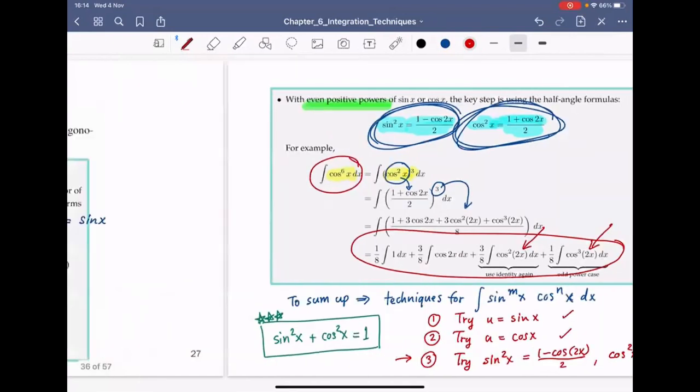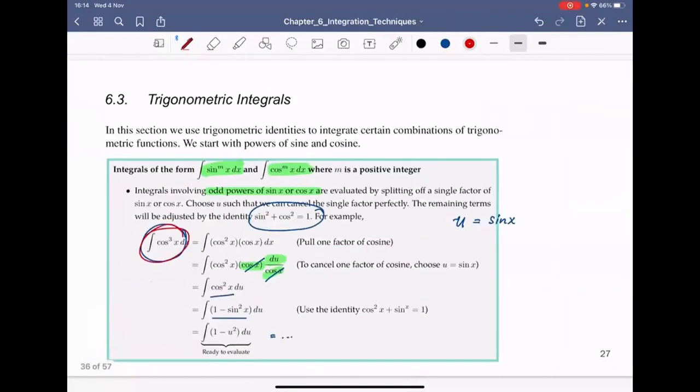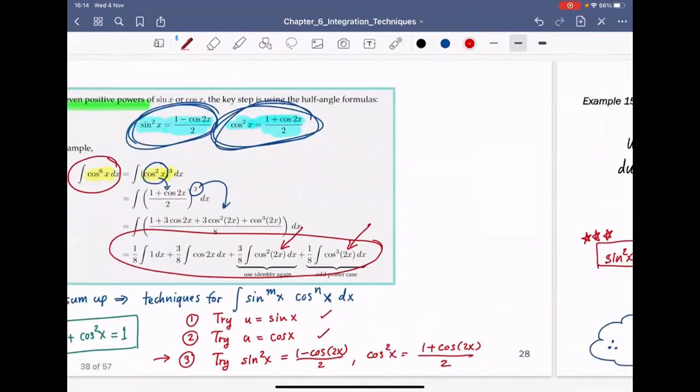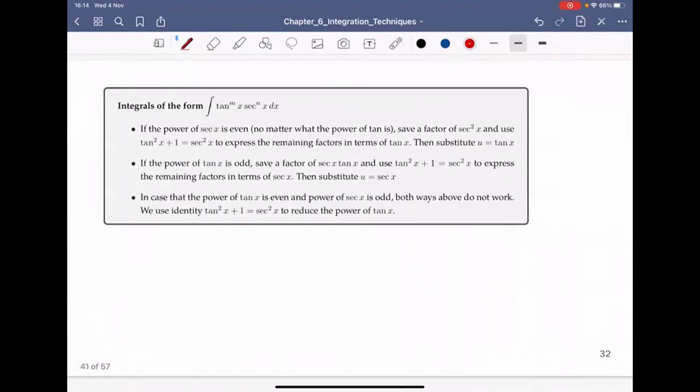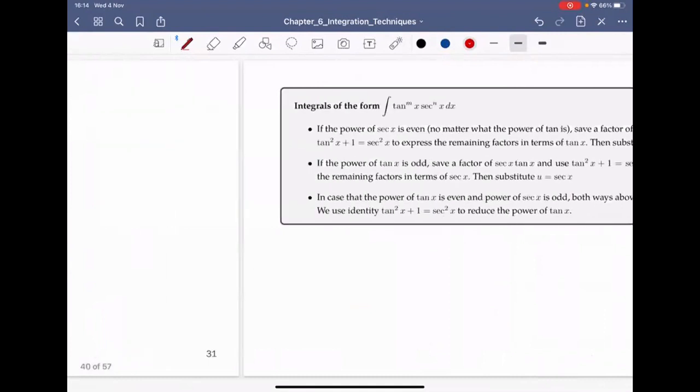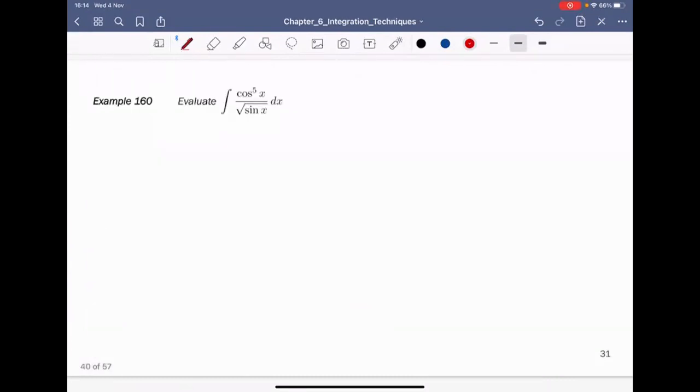But the odd power one, this is easy to integrate. We're going to do the last example for today, which is this one, 160, and then we're going to come back to tan and secant on Monday. All right, let's do this one.